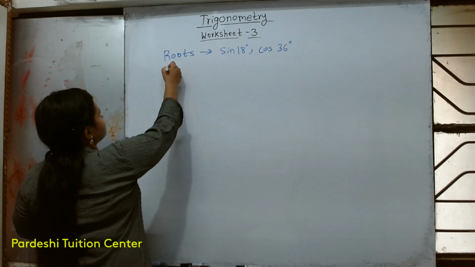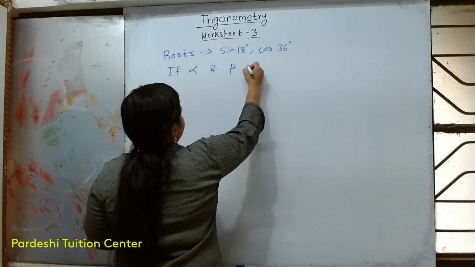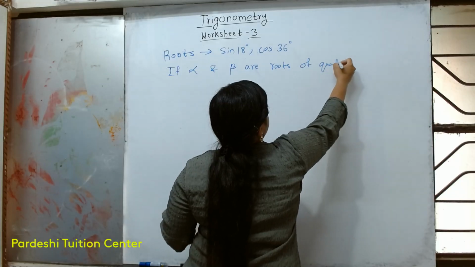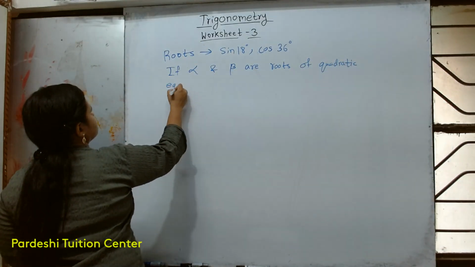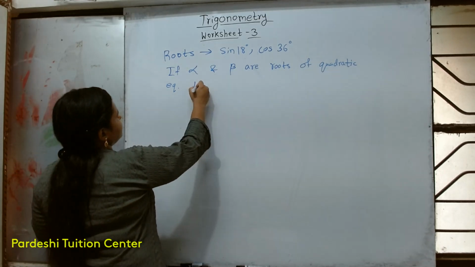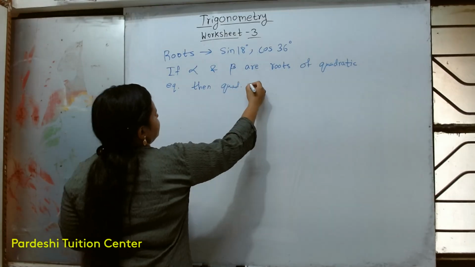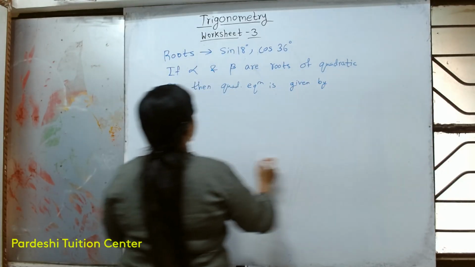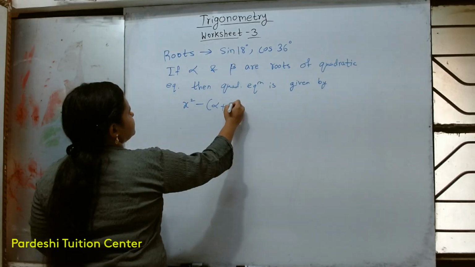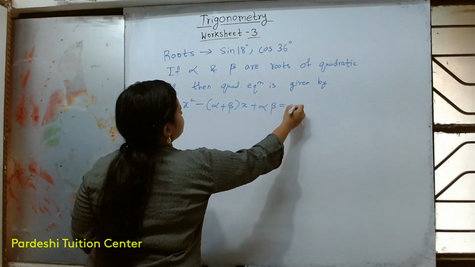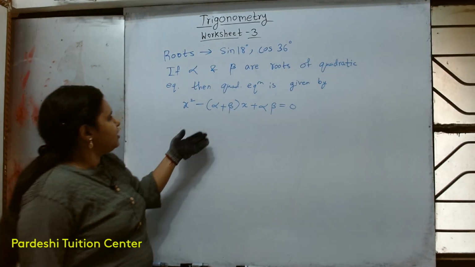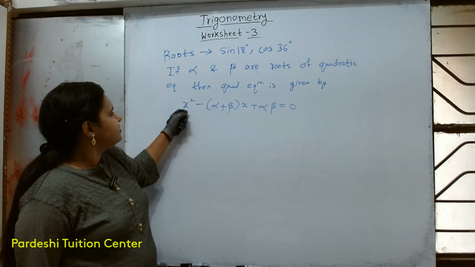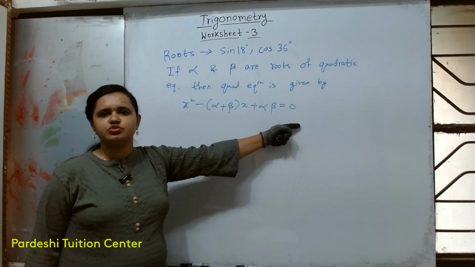If alpha and beta are roots of a quadratic equation, then the quadratic equation is given by x square minus alpha plus beta into x plus alpha beta equals 0. Okay. Now, if alpha and beta are roots of a quadratic equation, then the quadratic equation is given by x square minus alpha plus beta into x plus alpha beta equals 0. This is the condition. Okay.